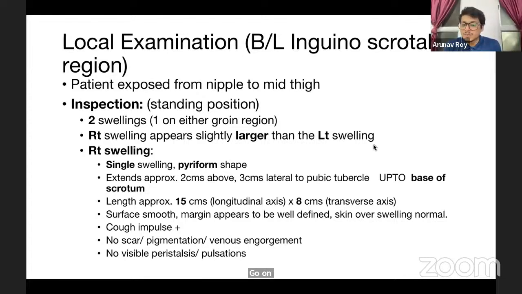The surface of the swelling is smooth. The margin appears to be well defined. The skin over the swelling is normal. Cough impulse could be appreciated on inspection. There is no scar, pigmentation, or venous engorgement. No visible peristalsis or pulsations could be appreciated on inspection.